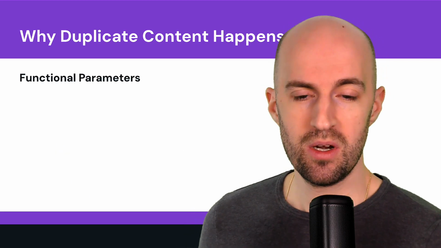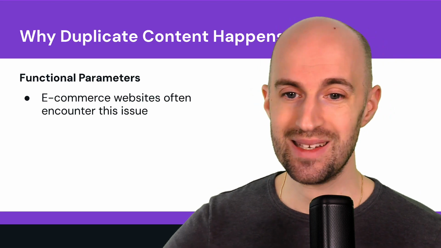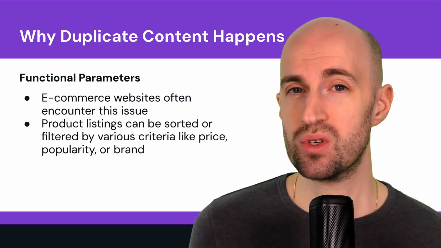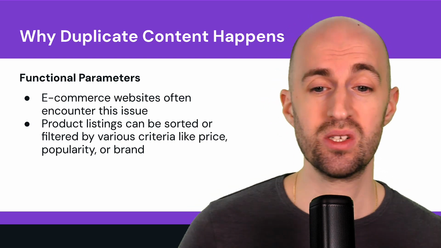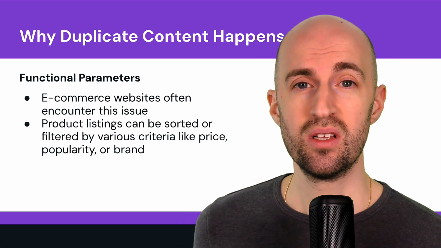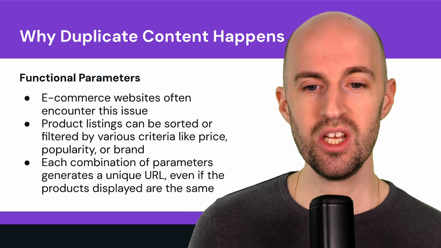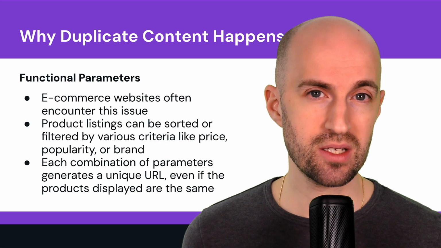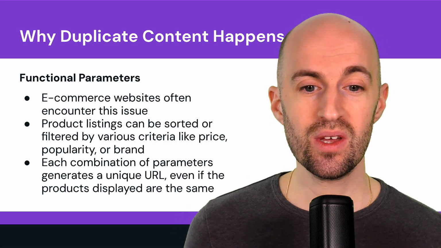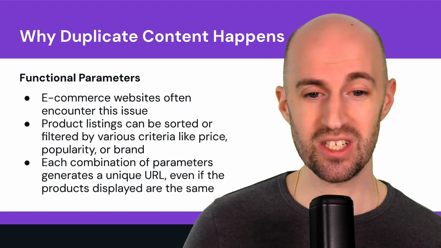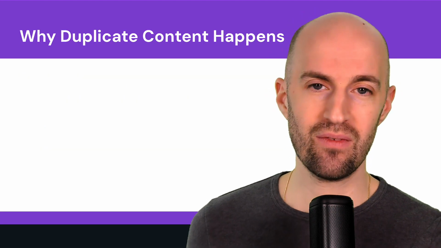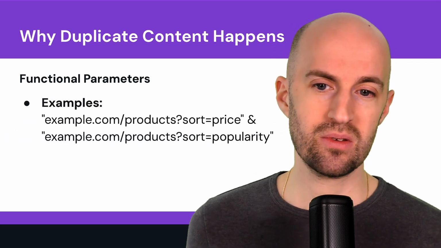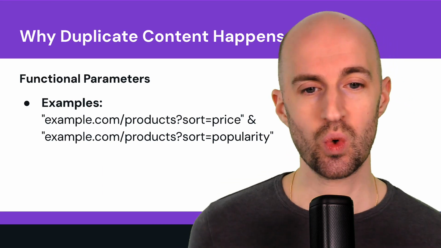Then we have functional parameters. This is used a lot in e-commerce sites, where product listings can be sorted or filtered by various criteria, like let's say price, popularity, brand, color, size, etc. Each of the combinations of the parameters generates a unique URL, and in Google's eyes, those are different pages, even if the products displayed or the information on that page is exactly the same. It can get confused if not handled correctly. So for example, example.com slash products, sort equals price.